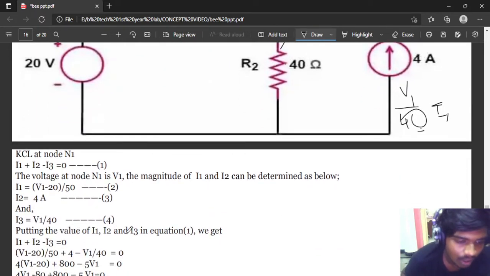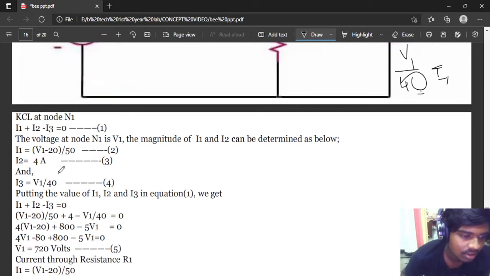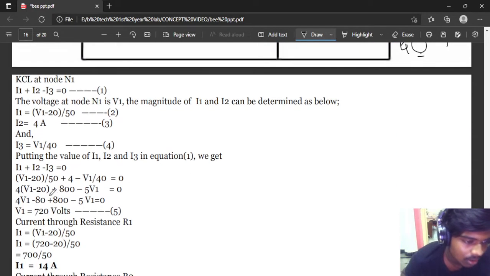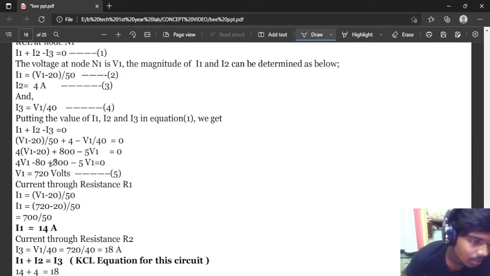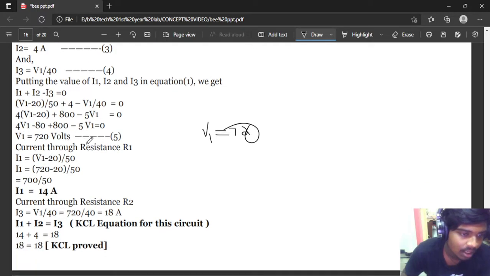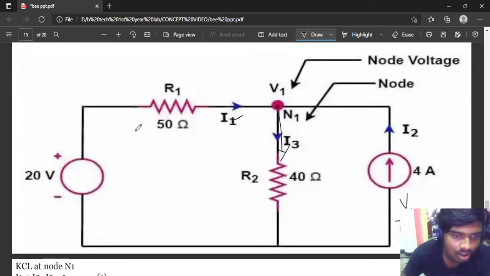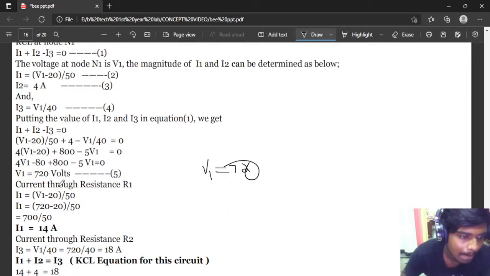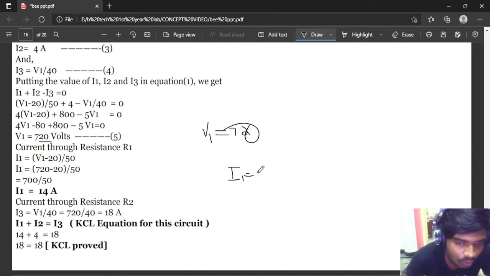Putting the values of I1, I2 and I3 in equation 1, we get V1 minus 20 by 50 plus 4 minus V1 by 40. By solving this, we can get the value of V1 equal to 720. Current through resistor R1: I1 is equal to V1 minus 20 by 50. We know the V1 value is 720 volts. Substituting, 720 minus 20, 700 by 50, the I1 value is 14 amperes.